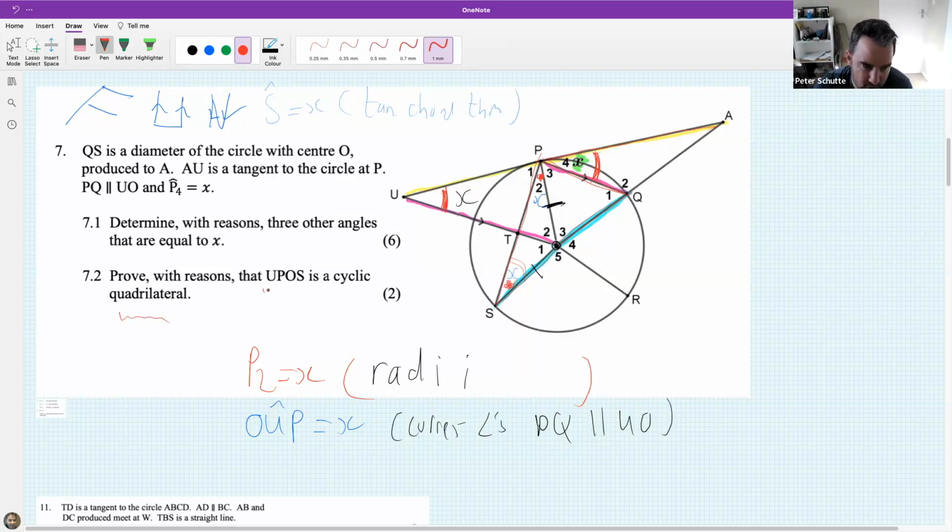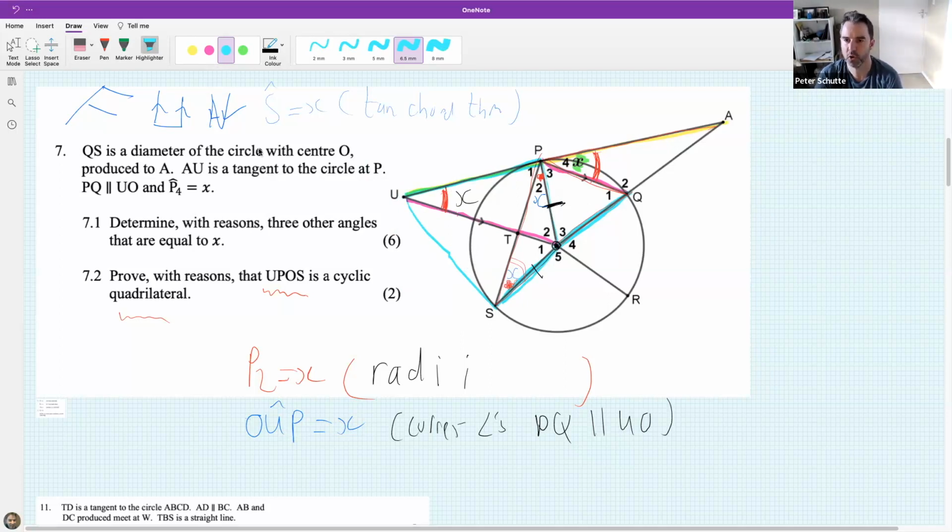Prove with reasons UPOS is a cyclic quad. Now, if I want to find where UPOS is, UPOS. Just because you can't see a circle going through that blue thing doesn't mean that it can't be a cyclic quad. You could maybe fit a new circle through this. Can anyone tell me how we're going to prove, apologies for my scribbly writing, I was just trying to show you this bit here. How would we prove that UPOS is a cyclic quad?